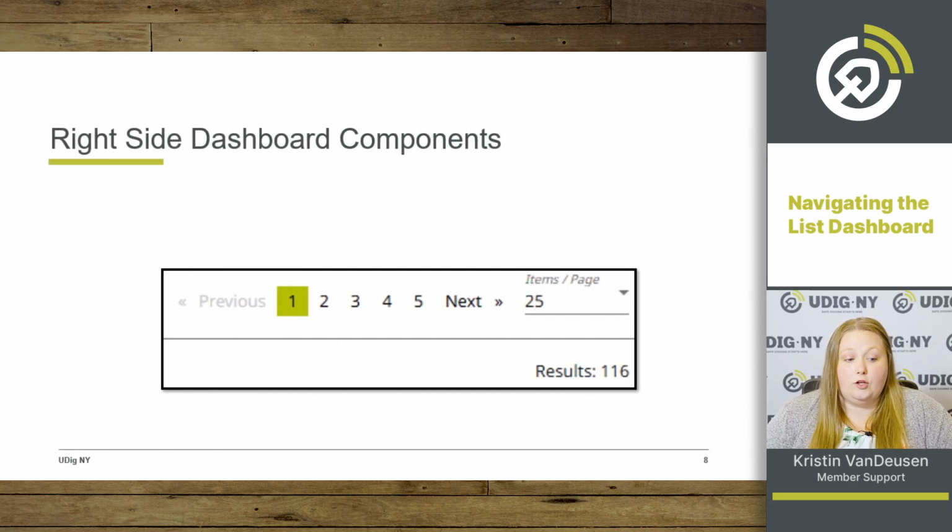On the right side, you will find items per page, which allows you to change the number of items per page. The max number of items per page is 100 items. You can also navigate between the pages. Results displays the total number of ticket results within your search parameters.